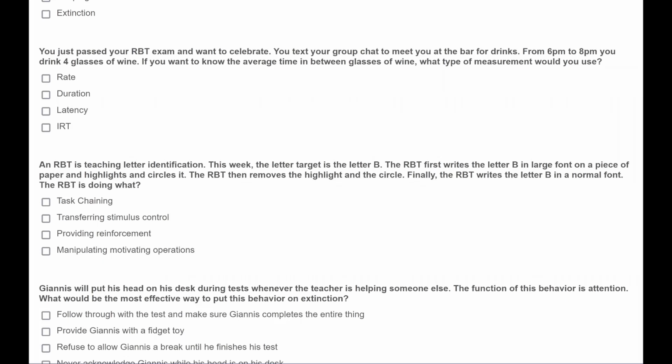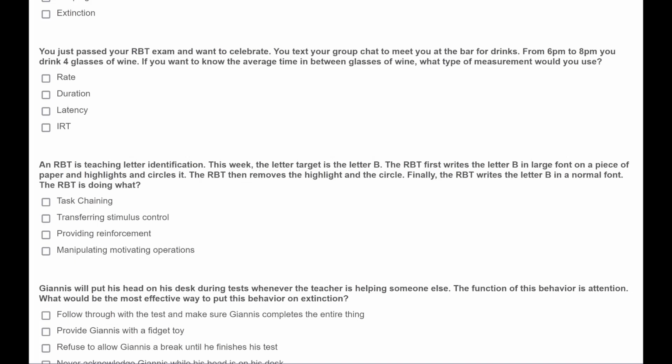So first things first, we're looking for some sort of time measurement. If we look at our answer choices, duration, latency, and IRT all have to do with time. Rate is frequency over time. We're not necessarily concerned about the frequency of wine, right? How many glasses we've drank, so we can eliminate rate. Now we are going to try to determine average time in between glasses of wine. And if we're trying to determine time in between, what are we looking at or what can we use?